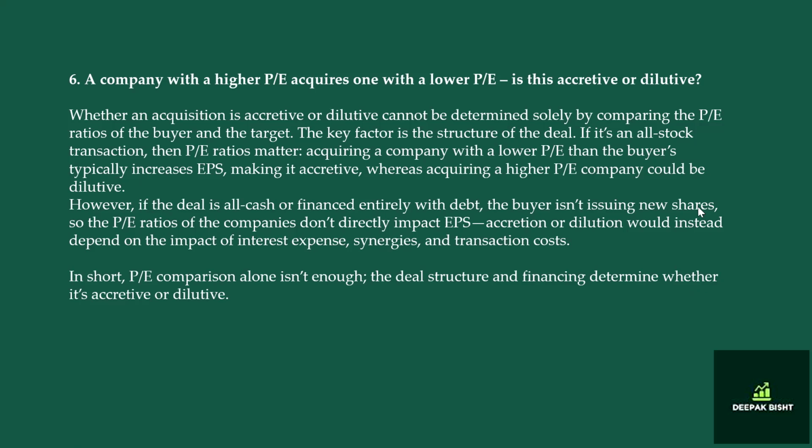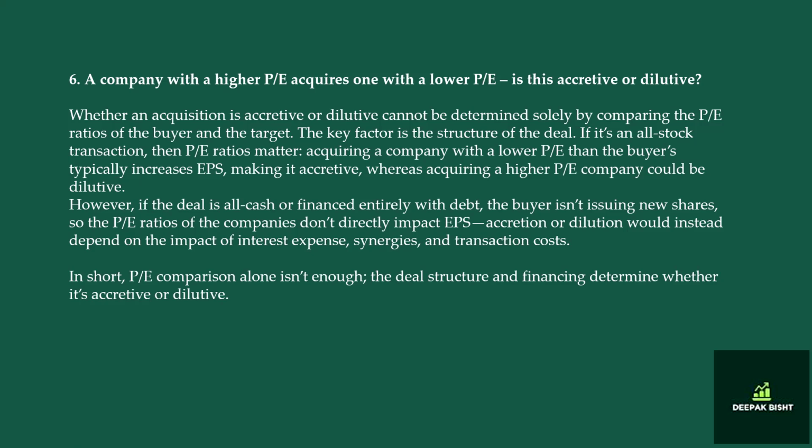If the buyer's price to earnings ratio is lower than the target's PE, you are acquiring more expensive earnings, and this might decrease the earnings per share. That's why it gives a dilutive impact. The logic only applies if stock is used to pay for the acquisition. That's because EPS changes when new shares are issued.